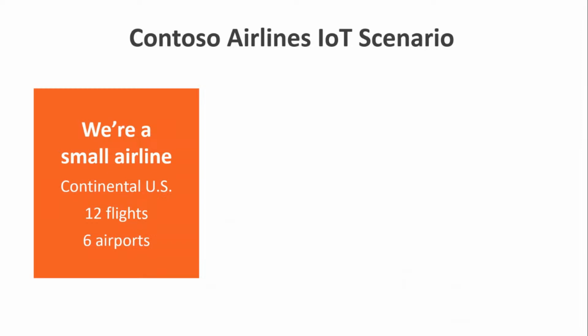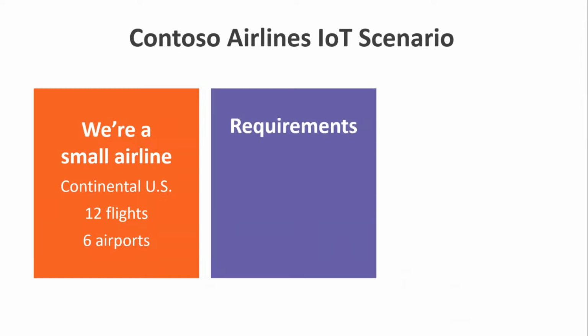They were materialized views, and they were data movement. So those three additional microservices we're actually going to see live demos of in the context of this Contoso Airlines IoT scenario. So we're a small airline. We have 12 flights to 6 airports. Plans to expand, but we have the obvious requirements that you would expect for any airline.